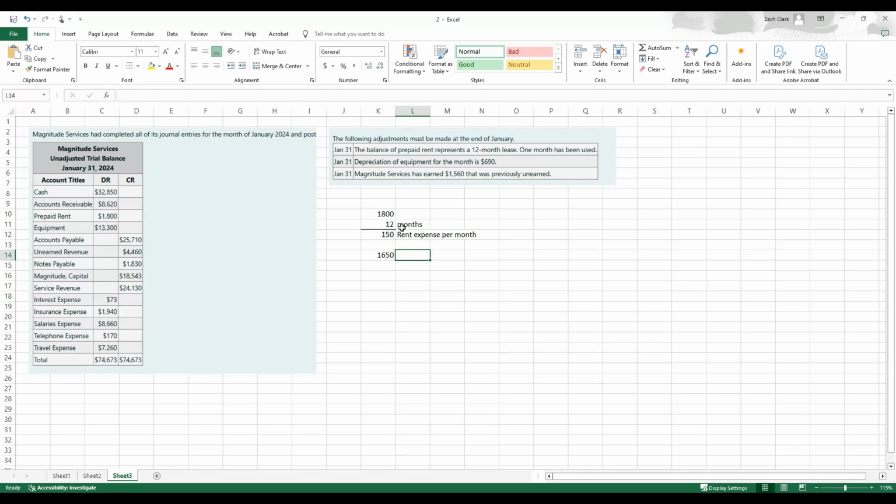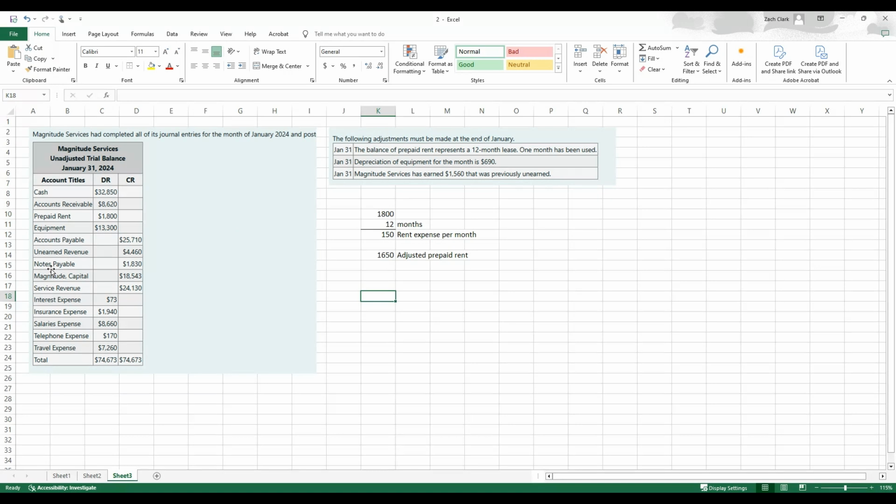And that represents 11 months. So we'll call it adjusted prepaid rent. We want to reduce our prepaid rent by $150 to bring us to $1,650. Okay. Depreciation of equipment for the month is $690. So there's really no calculations there. It's just depreciation expense and accumulated depreciation, which we don't have those accounts yet.